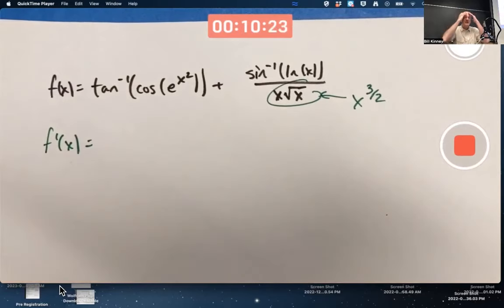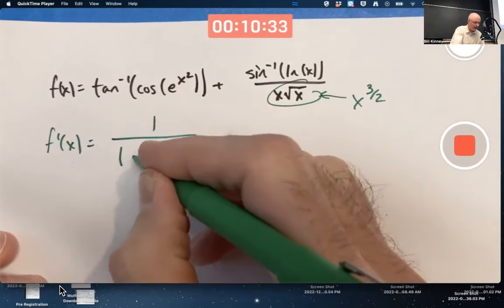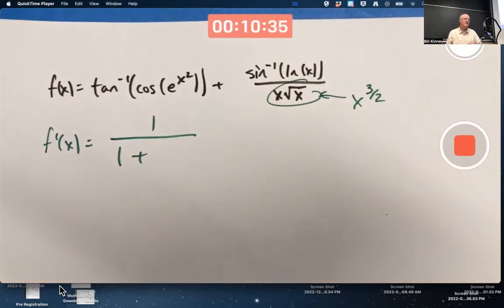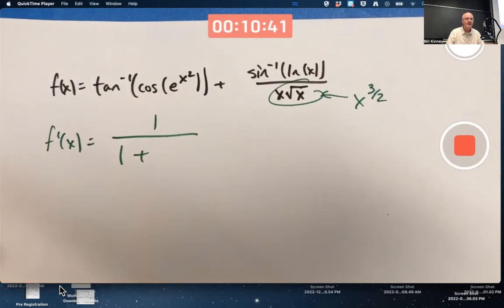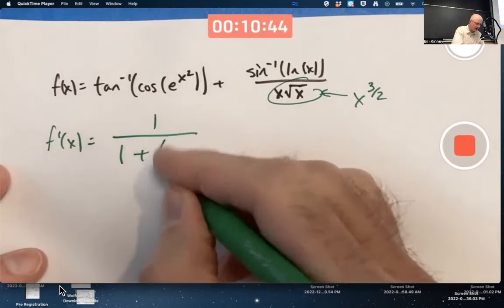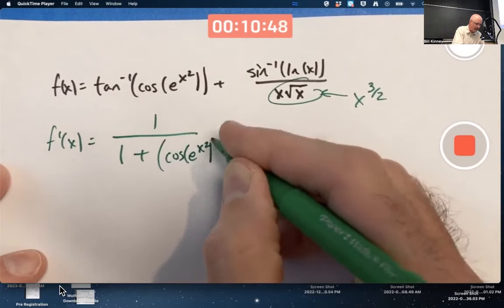The derivative of inverse tangent, what is that? 1 over 1 plus x squared, if it's just a plain x, inverse tangent of x. So you start writing that 1 over 1 plus x squared, but then you say, hey, well, hold on a minute. That's not just an x there, it's a cosine of e to the x squared. So that entire thing needs to be squared. For emphasis, I'll put parentheses around the whole thing.